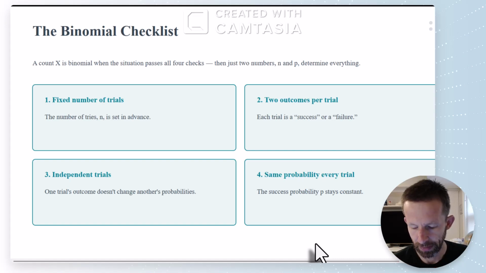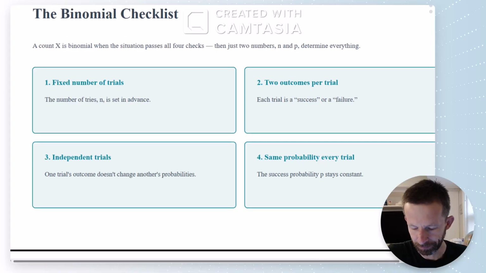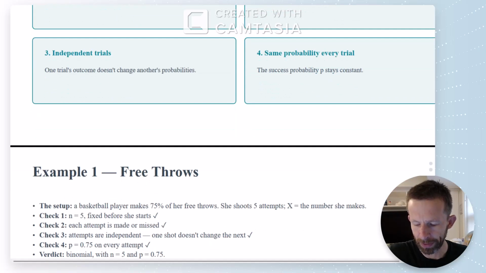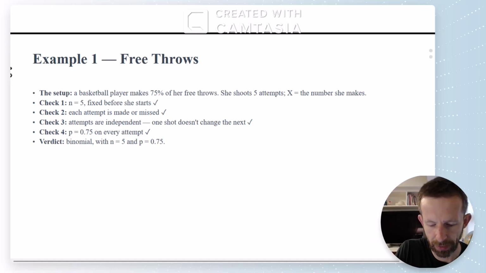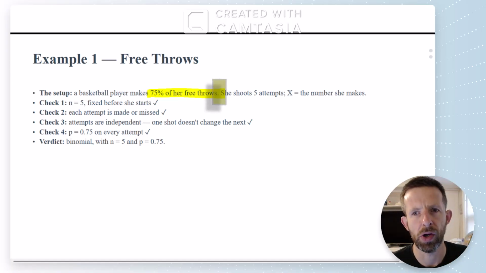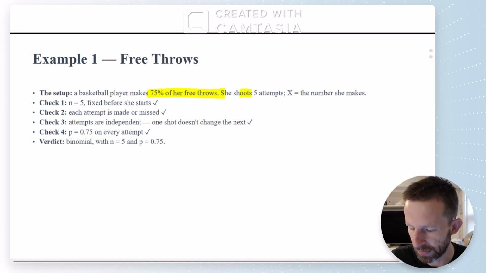Independent trials, so that means the outcome of one trial doesn't change the probability after that, and the probability stays the same. So one kind of classic example is free throws. A player makes 75% of her free throws. So long term, she's a 75% free throw shooter. And she shoots 5 attempts.